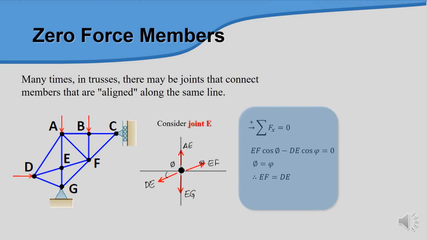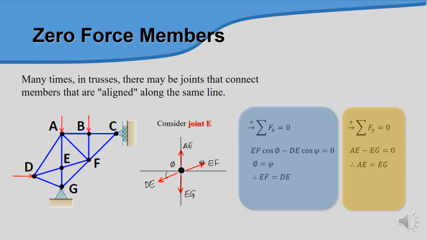So we have EF at a certain degree, and we have DE at a certain degree. So the net force Fx equal to 0 can be expressed as EF cos theta minus DE cos theta equal to 0. And from this diagram, these two angles are supposed to be the same. So we can obtain the value of EF is equal to DE.